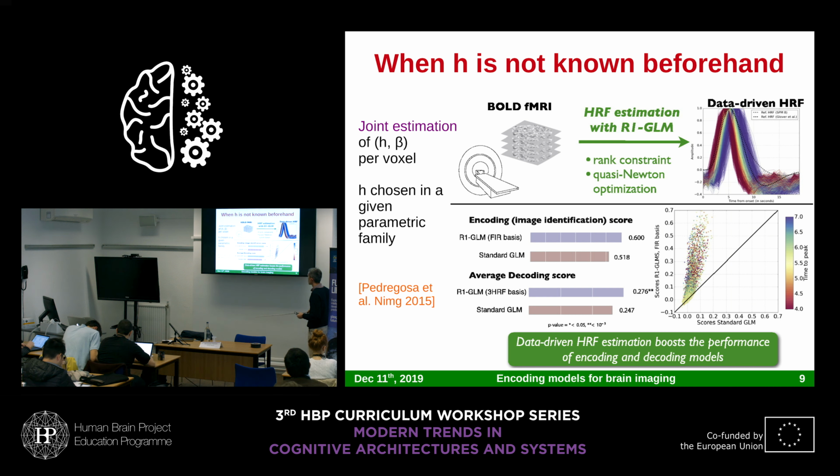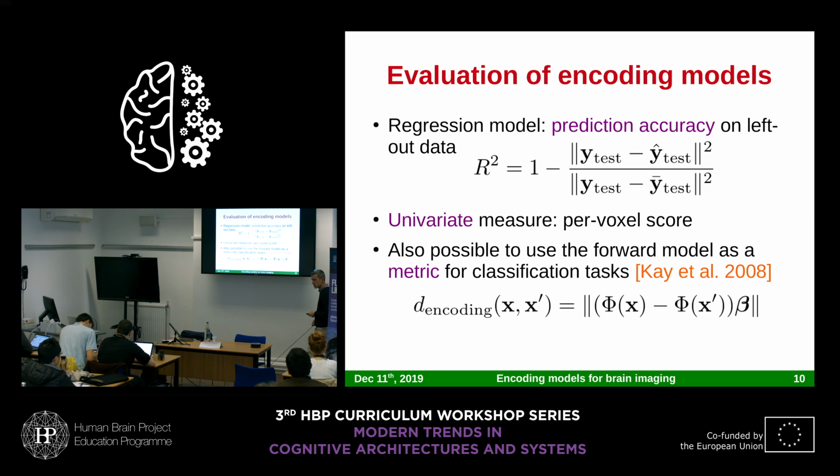When you have a lot of data, it is advantageous to learn the hemodynamic filter from the data rather than imposing a predefined hemodynamic filter. You can see that it increases the performance of the encoding model. Okay? If you want to get more details, I give you the reference here. But I just said that the performance of the encoding model is better, so I need to define the performance of the encoding model.